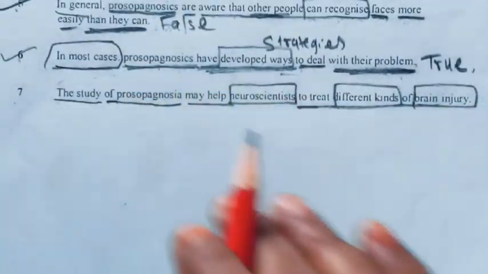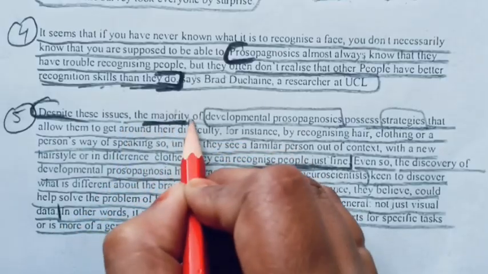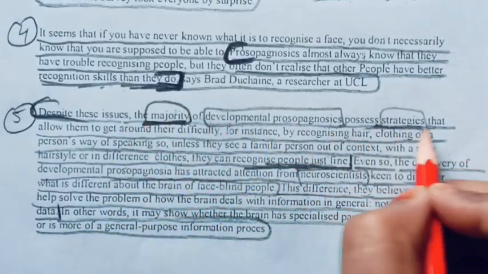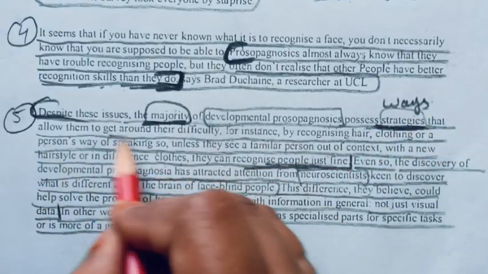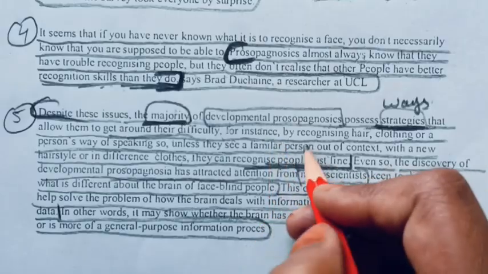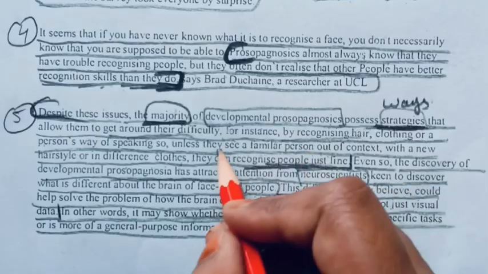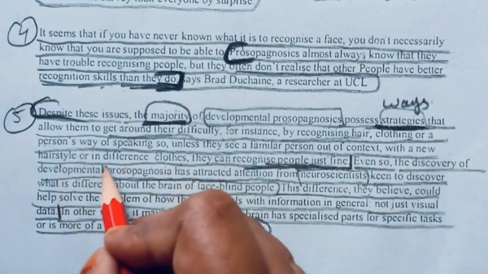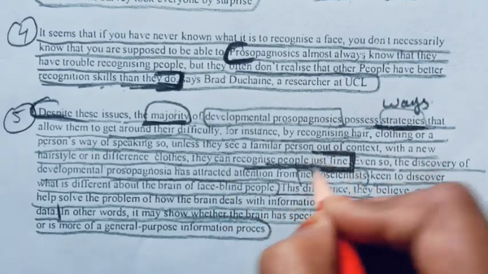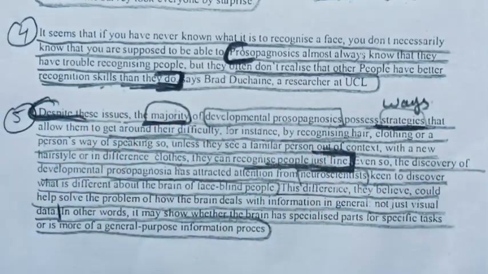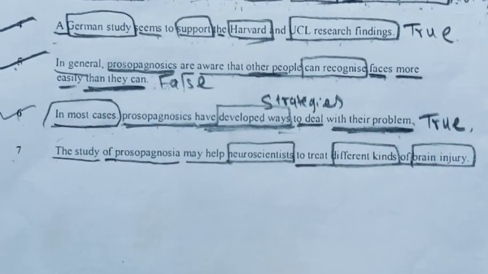So from where are we getting our answer? We are getting our answer from here. Despite this issue, the majority of developmental prosopagnostics possess strategies. Strategies means ways. Possess ways that allow them to get around their difficulty. For example, by recognizing hair, clothing, and a person's way of speaking, unless they see a familiar person out of context with a new hairstyle or in different clothes, they can recognize people just fine. So we are getting our answer from here to here. I hope you have understood this, so that's why we have written true in front of 6.